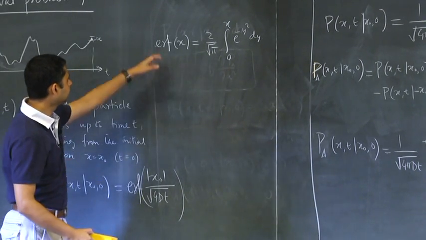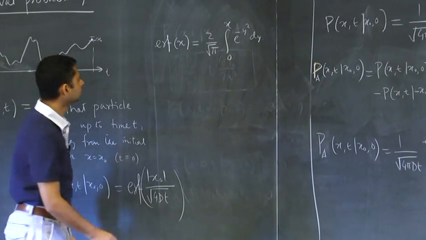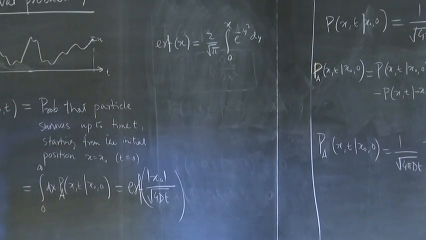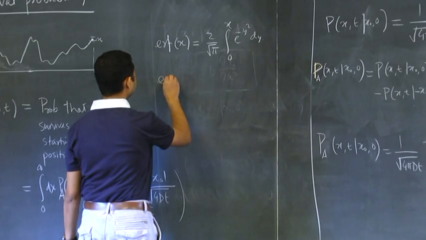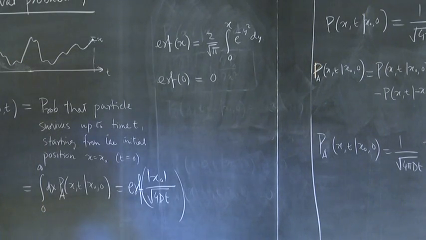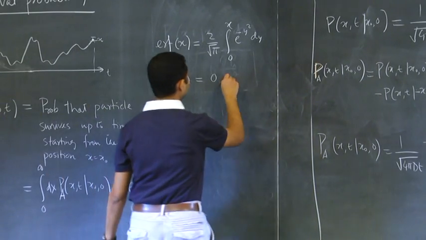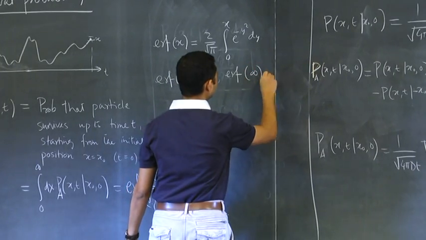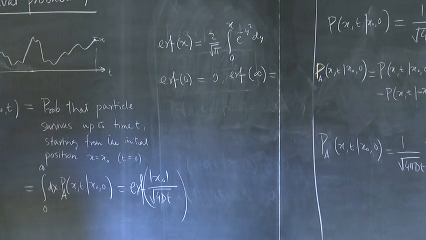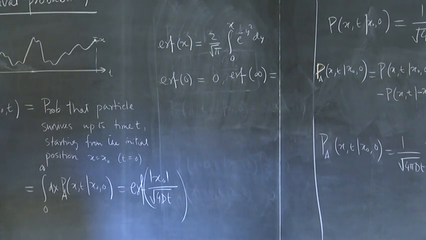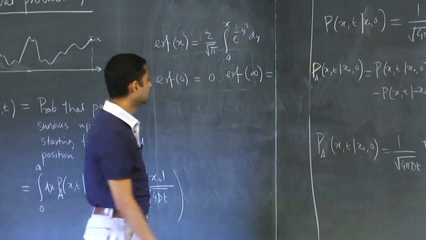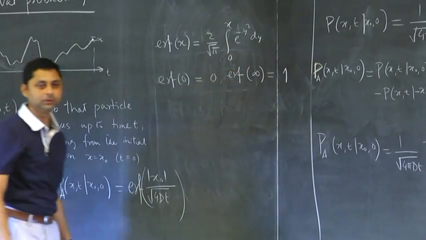What kind of properties does it have? When x goes to 0, can you analyze this? At x equal to 0, of course it is 0. At infinity, this is the integral from 0 to infinity, and can you do this quickly? What is that integral? That gives you basically 1, because of that 2 by square root of pi, right.